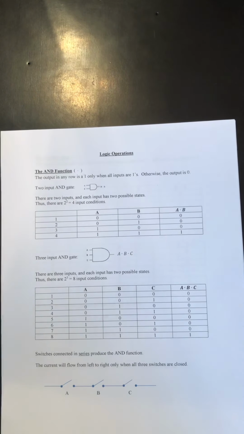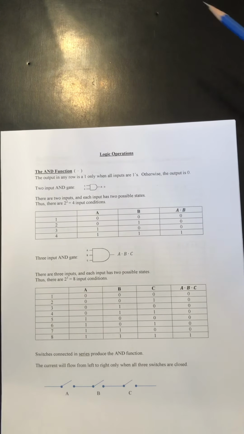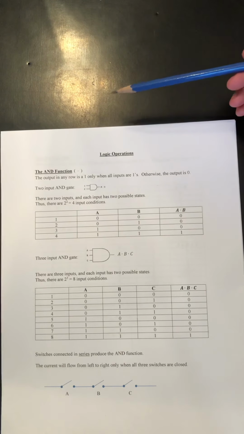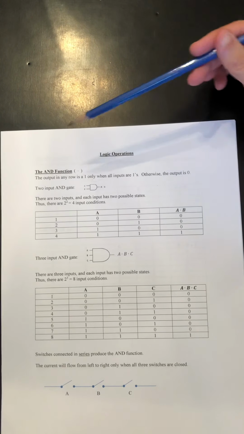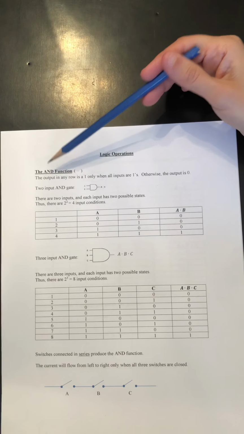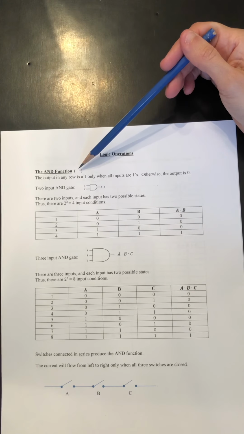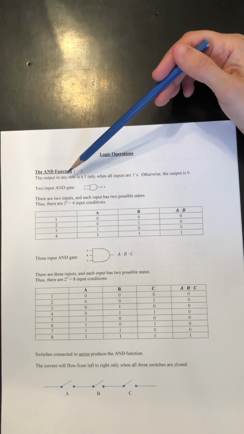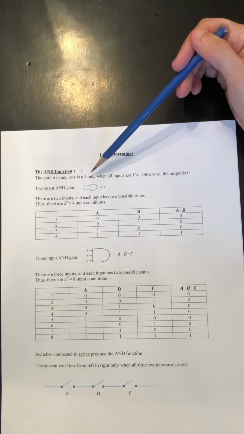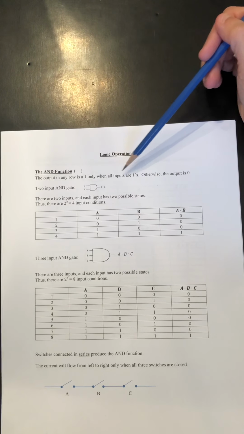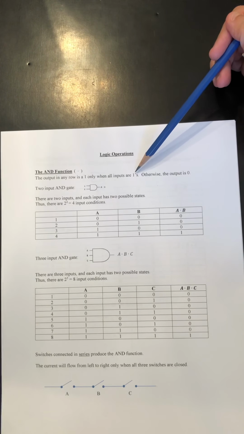In this video, I'm going to introduce you to some of the most common logic functions. So the first one we're going to look at is the AND function. Mathematically, this is represented with multiplication. The output in any row is a 1 only when all inputs are 1s.